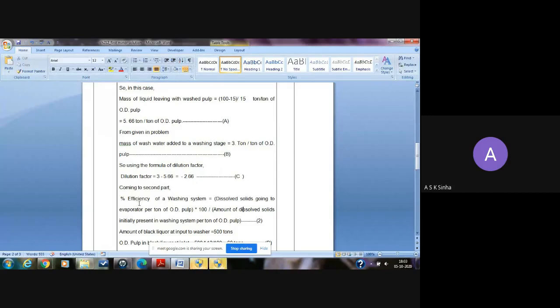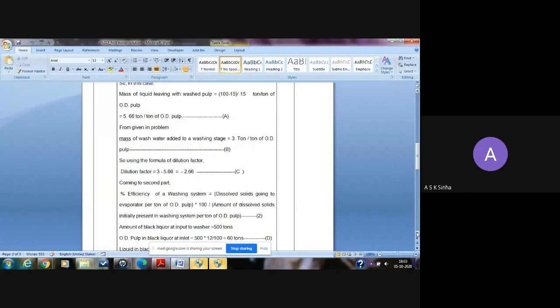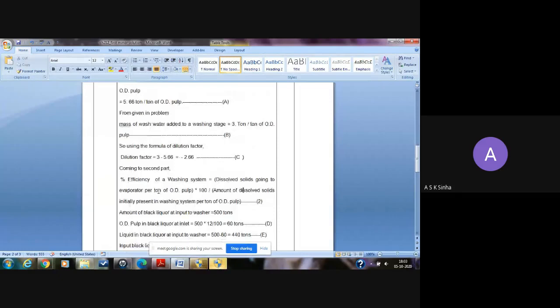So coming to the second part, again the percentage efficiency of a washing system is equal to the dissolved solids going to evaporator per ton of the OD pulp multiplied by 100, divided by the amount of dissolved solids initially present in the washing system per ton of the OD pulp. That means how much dissolved solid is leaving the washing system and going to the evaporator, divided by the amount of dissolved solid that was initially present in the input of the washing system.